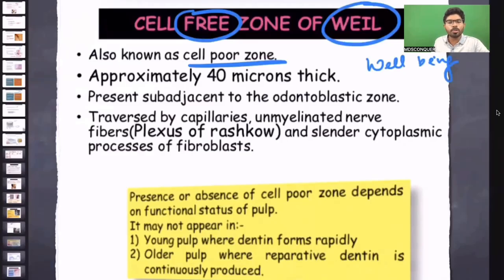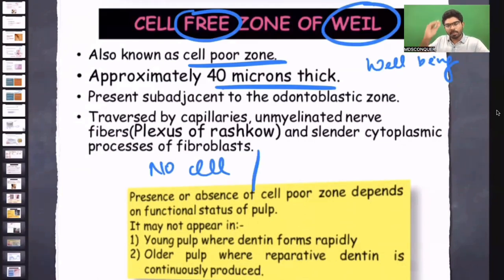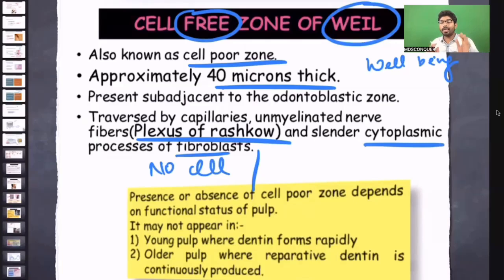This is also called the cell poor zone, approximately 40 micron thickness. Here you don't have cells, cell-free zone, right? No cells, but cell extensions will be there. No nerves, but nerve extensions will be there. The nerve extensions are called plexus of Raschkow. The cytoplasmic extensions of fibroblasts will be there. Here it is a cell-free zone, no cells, but extensions will be there.